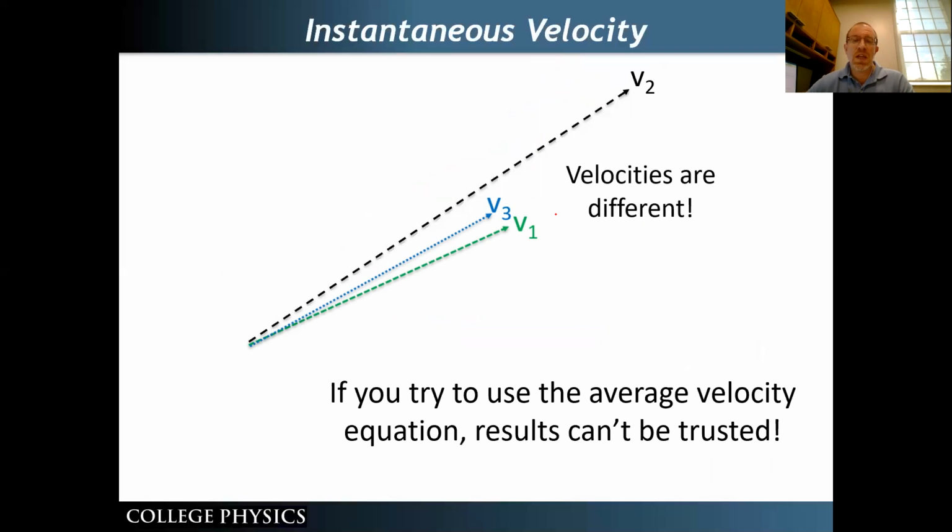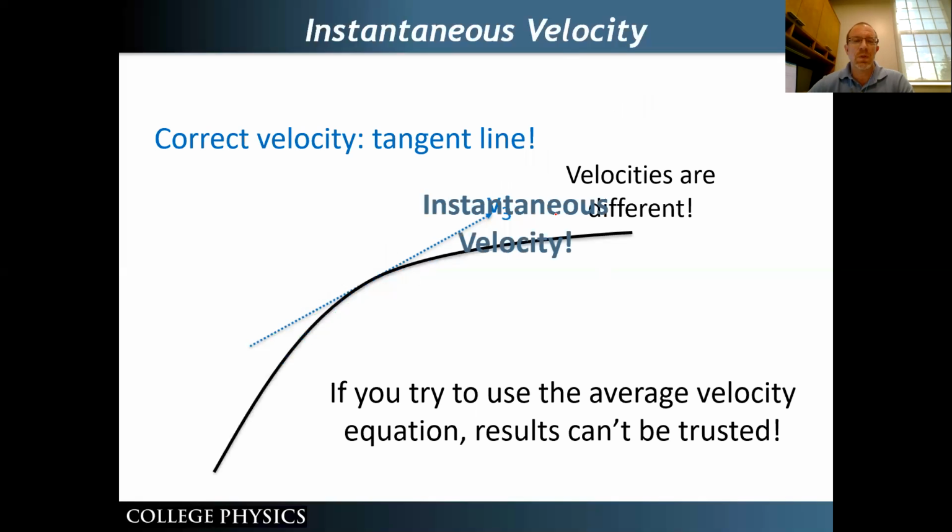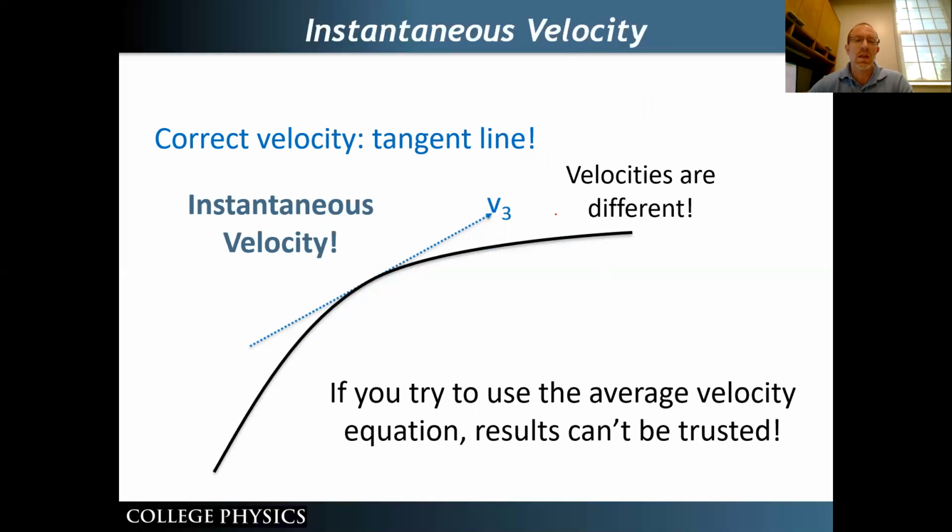So what's the take home from that? If we try to use the average velocity equation, our results can't necessarily be trusted. So if we're talking about velocity, we need to make sure we understand exactly what we're talking about. If we're talking about instantaneous velocity, we can't conflate that or mix that up with average velocity. All right, our correct velocity is going to be the velocity from the tangent line. That's the instantaneous one. All right, short and sweet. That does it for this one.